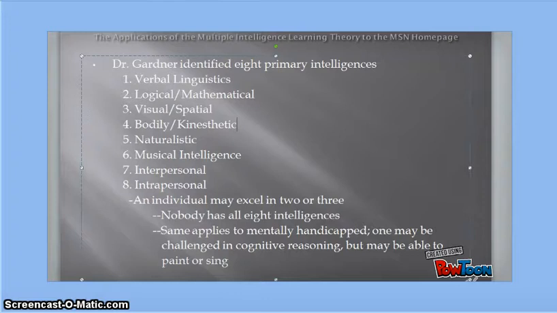And Dr. Gardner identified 8 primary intelligences: verbal linguistics, logical mathematical, visual spatial, bodily kinesthetic, naturalistic, musical intelligence, interpersonal, and intrapersonal. Nobody has all 8 intelligences. And the same applies to mentally handicapped. One may be challenged in cognitive reasoning, but may be able to paint or sing.